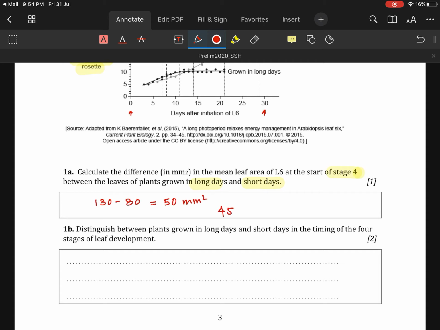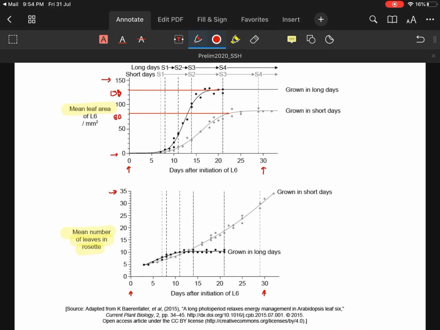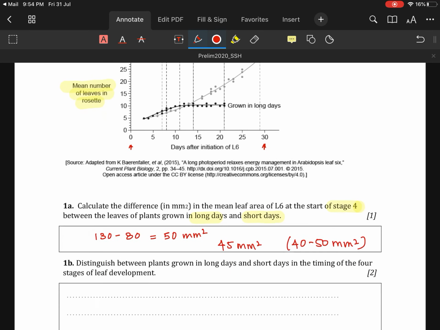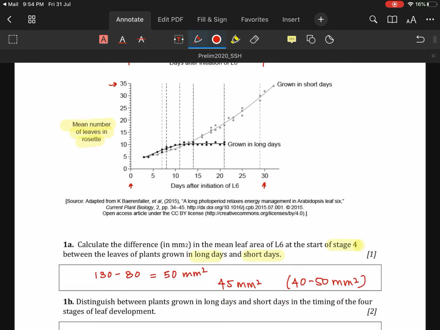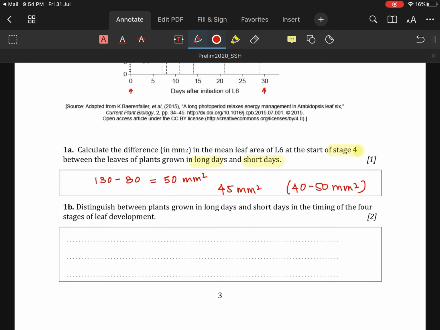In the mark scheme it is given 45, but the range of 40 to 50 is accepted as the uncertainty. Let me double check. 50, 60, 70, 80, a little above 80 probably on my line, but this is accepted. But in this question, if you do not put the unit, you will not get the full, that means 1 mark. So the unit is a must for this question. So this is around 50 mm square.